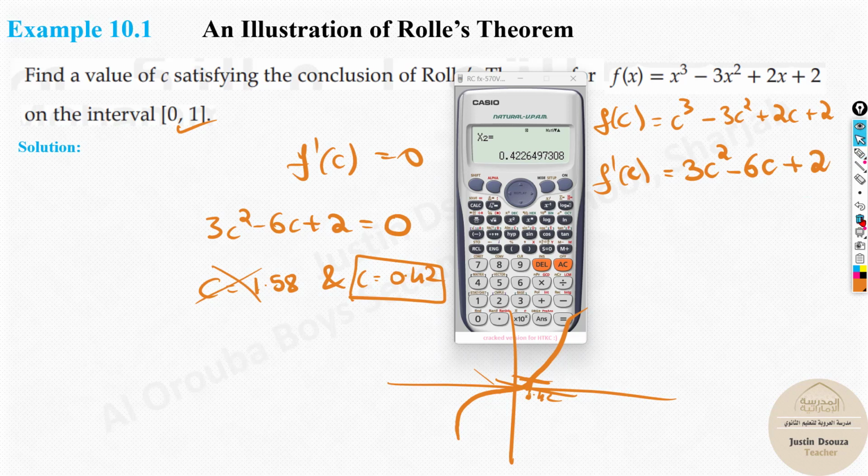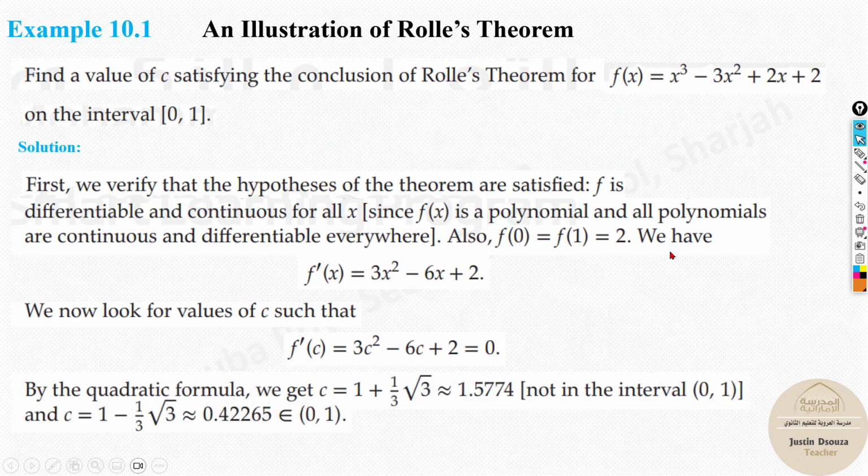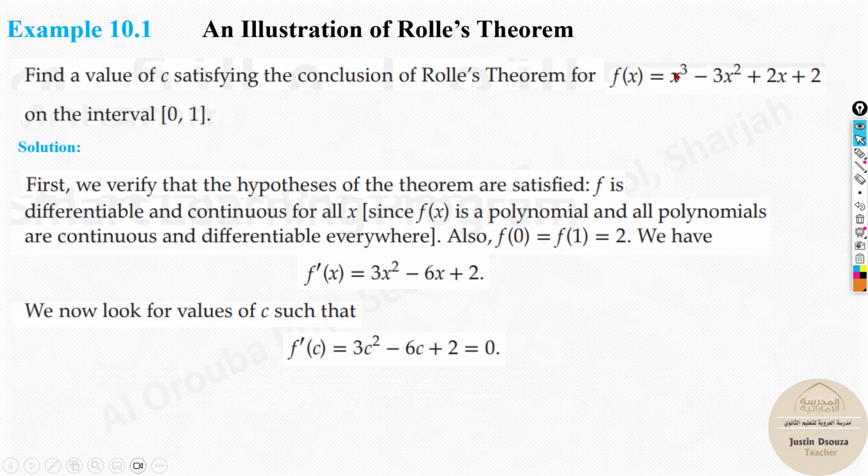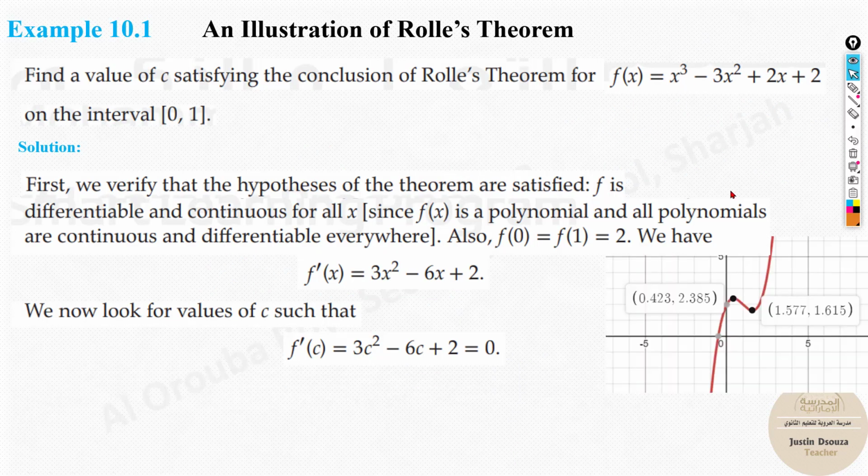That is why Rolle's theorem is useful. Let's just see, there is no graph over here. I just clipped it from Desmos and brought the graph here. If you just put this in Desmos, you will get a graph. Now, here you can see the two values we got were 1.577 and 0.42 something.